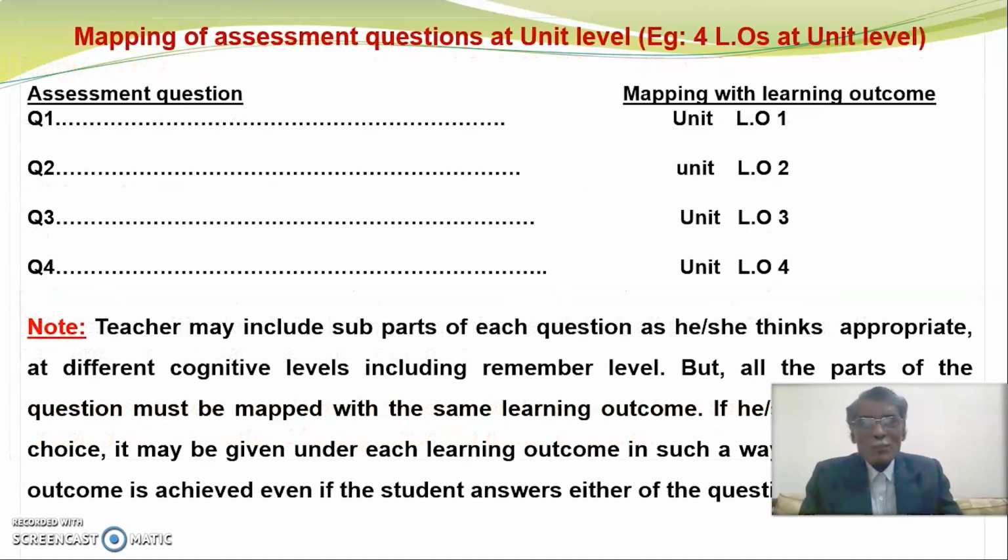Now let us see mapping of assessment questions at unit level. Let us assume that there are 4 LOs at unit level. So there should be 4 questions, each question mapping with one unit level learning outcome. Here also, the teacher may include subparts of each question at different cognitive levels, including remember level. But again, all parts of the question must be mapped with the same learning outcome.